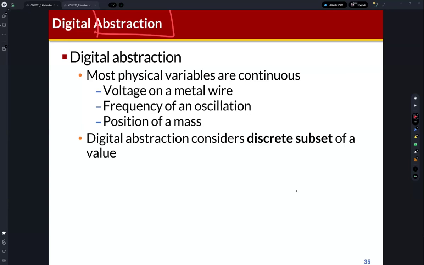So what is abstraction? What is the meaning of an abstraction? Abstraction means that some difficult parts are hidden. We can only understand those parts that require analysis. So this is abstraction. Then what is digital abstraction?